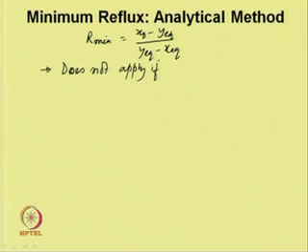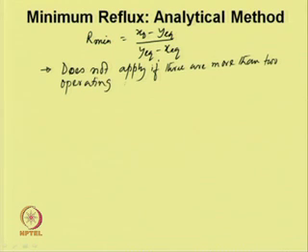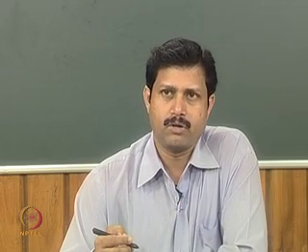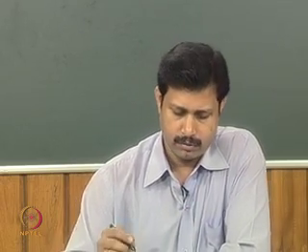If there are more than two operating regions, in that case the minimum reflux ratio may be calculated from the ratio of the liquid and vapor flows.